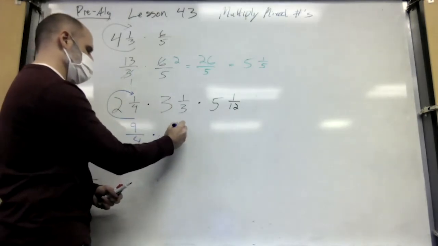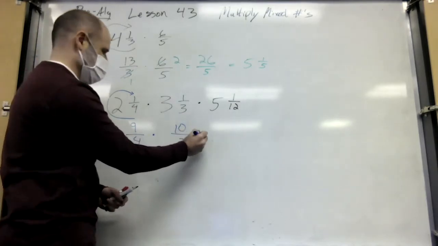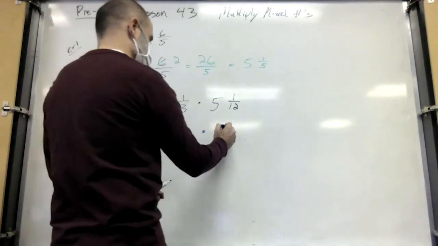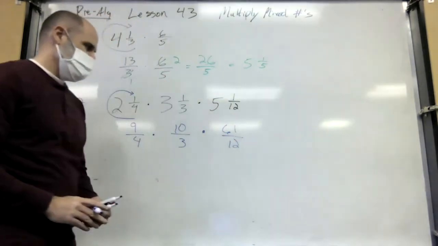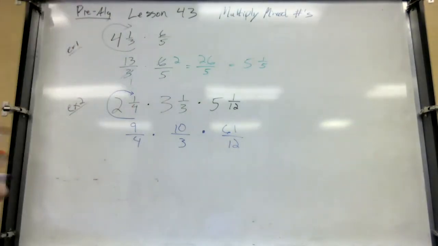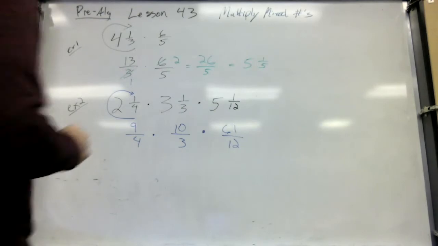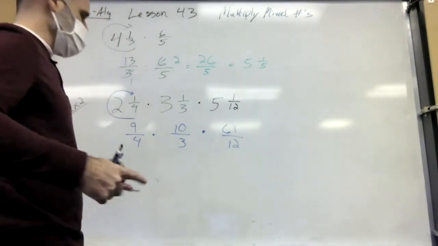Let's see, that's 10/3. I think it's 13/4, 9. Then 61/12. You're a little off, Emerson. Okay, now you could just multiply across, but you could cross off the numbers too. You could do cross reducing, which is so much more fun.